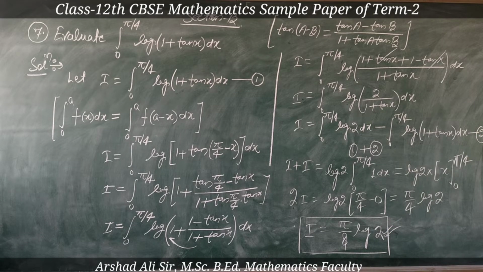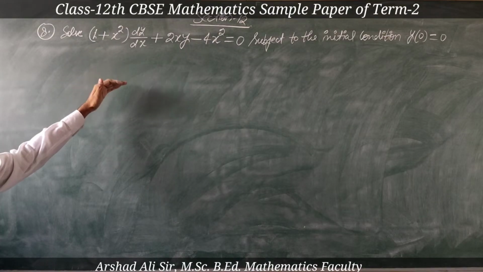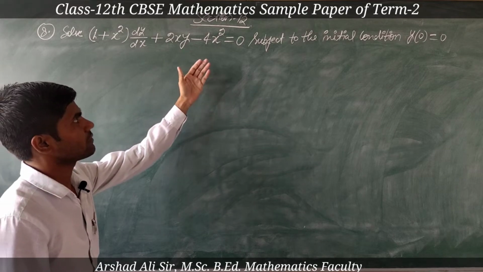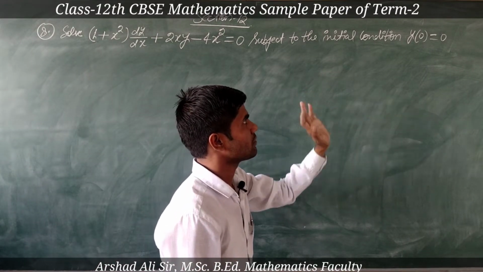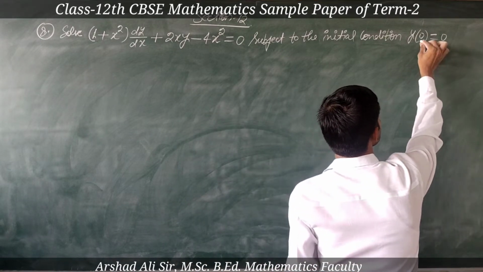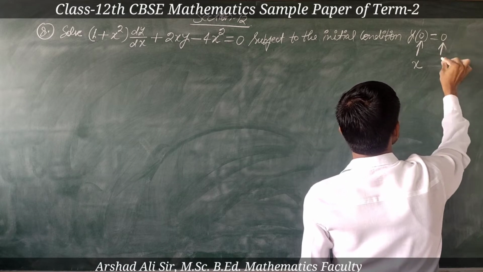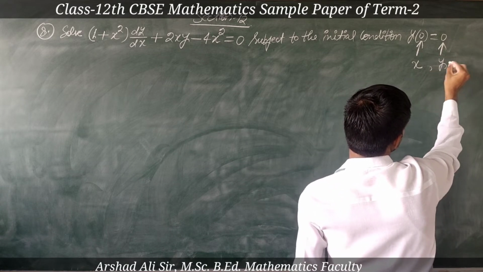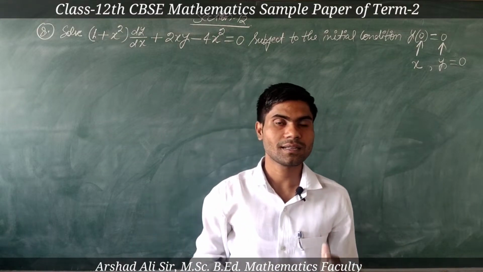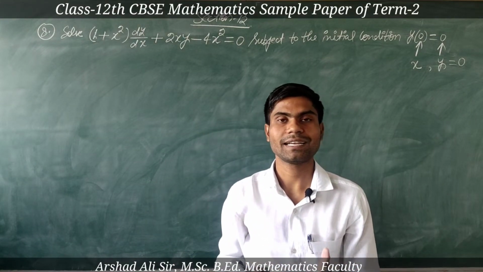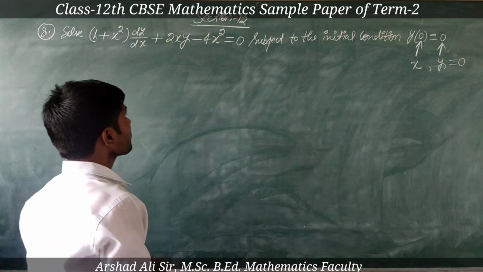Okay students, now we start question number 8. Solve 1 plus x square dy over dx plus 2xy minus 4x square equal to 0 subject to the initial condition y of 0 is equal to 0. It means 0 is the value of x and this one 0 is the value of y. It means we have given x y is equal to 0. When we solve this equation, in the last we will put these values and we can find the value of constant c. Now we start.